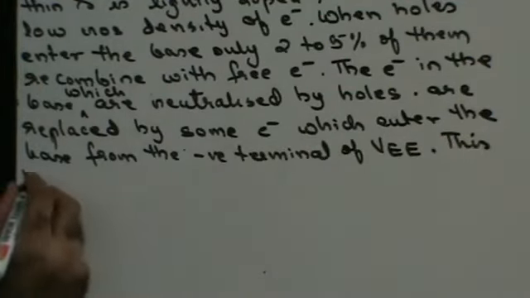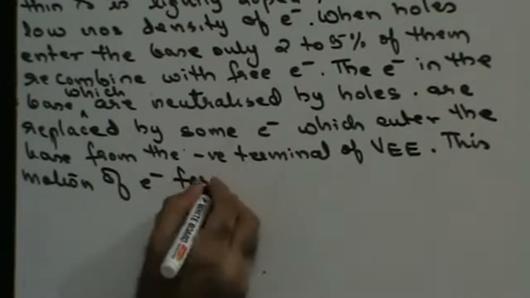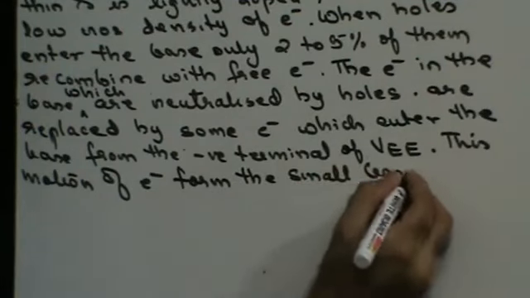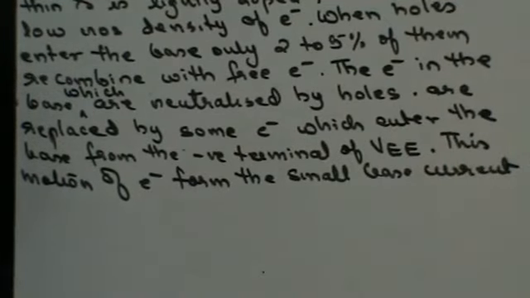This motion of the electrons forms the small base current. That's how you're going to get the base current, right?